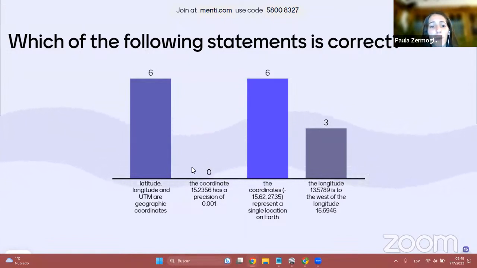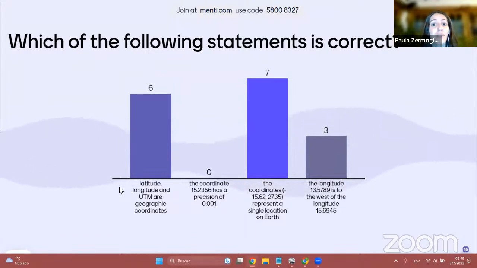Now, let's start with the first one. Let's go back to the first one, which is latitude, longitude, and UTM are geographic coordinates. And this statement is false. This statement is false because geographic coordinates are latitude and longitude. Those two alone. That's what we call geographic coordinates. UTM is another coordinate format.